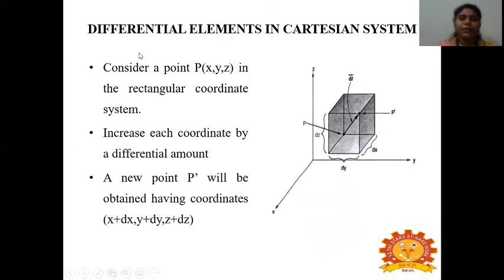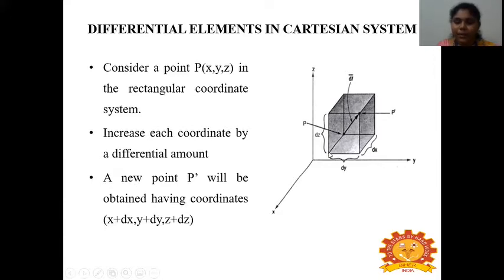Next, we have to consider the differential element in the Cartesian system. First, we already know how to plot a point P in your Cartesian coordinate system. Now consider a new point P dash. This P dash should not lie at the corners from the point P. The P dash has to be exactly diagonal to the point P. It has to be diagonal because only then will it vary in all the 3 coordinate axes.